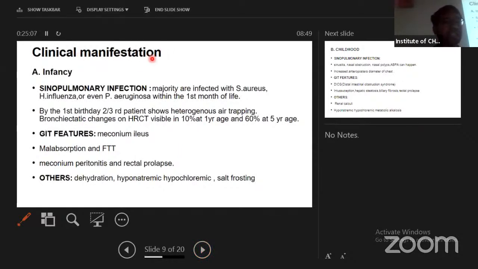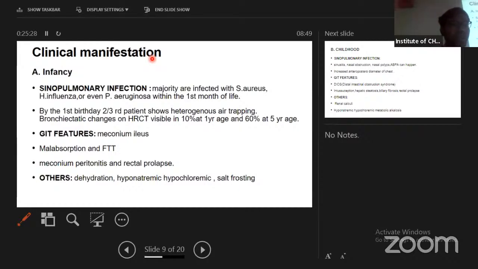And the clinical presentation. In infants, pulmonary infection is most common. Mostly the infection is caused by Staphylococcus aureus, Haemophilus influenzae, or even Pseudomonas. And this happens within the first 1 month of life.